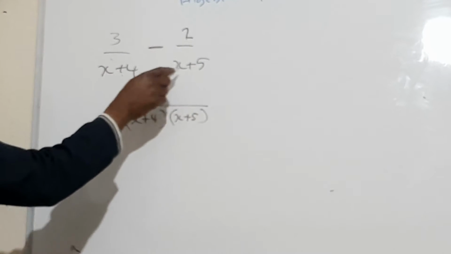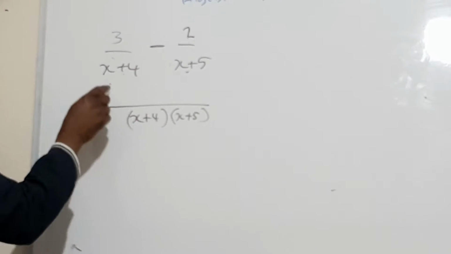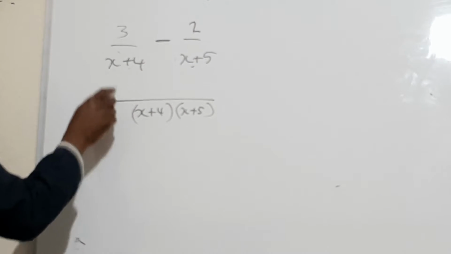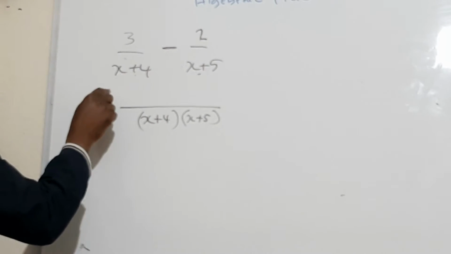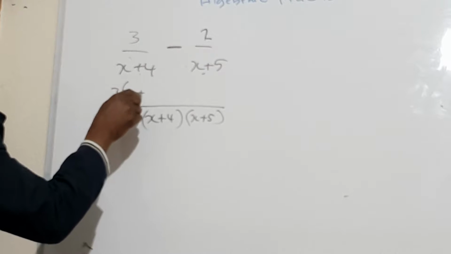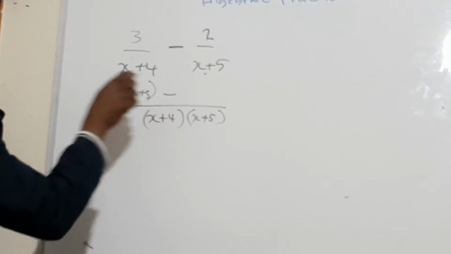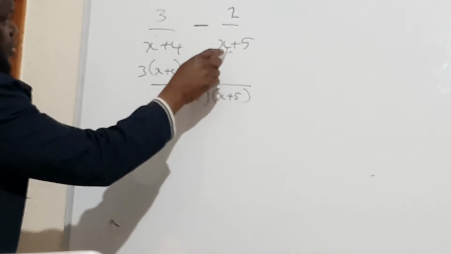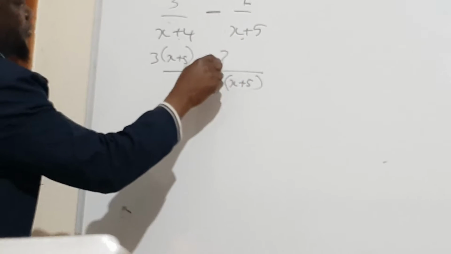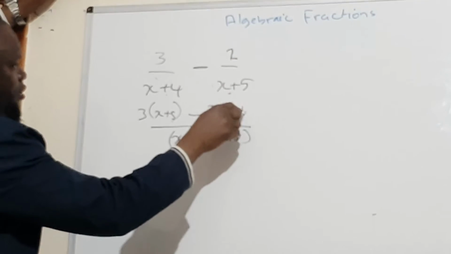So this will go that time, and this will go this time. Then times 3, 3 into x plus 5. The minus in the middle. This will go that time, that times 2 into x plus 4.